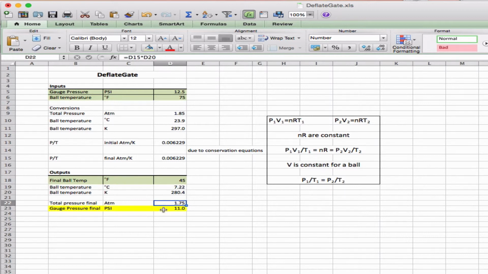That's in atmospheres, so we need to convert it back to gauge pressure. D22 times 14.7 gets me into psi, minus the 14.7 external pressure, and the final ball pressure is 11. So if the referees measured a ball pressure of around 11, it is entirely reasonable to conclude that the ball deflated due to a change in temperature.